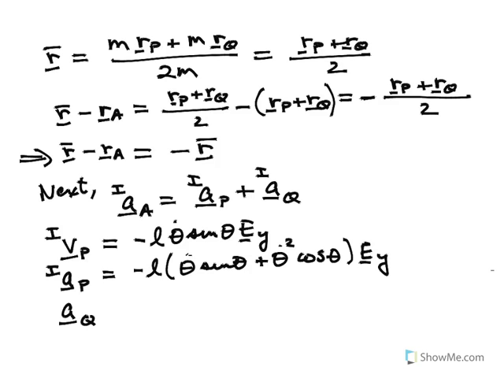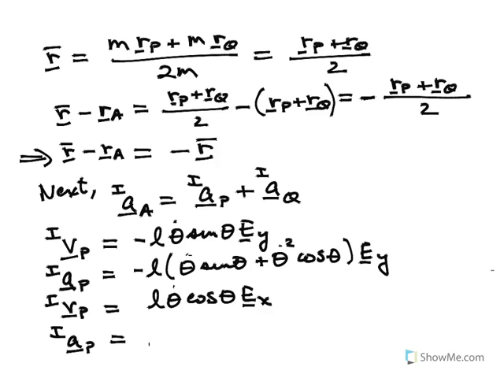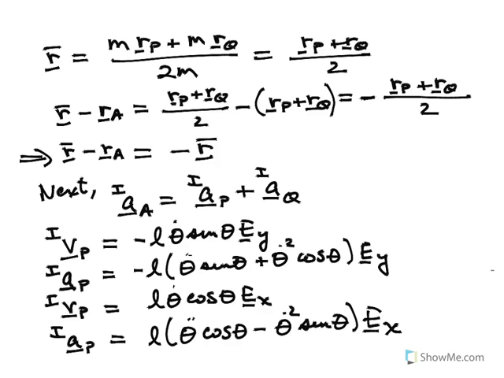The velocity of Q in I is equal to L theta dot cosine theta times Ex. So this is not the acceleration, it's the velocity of Q in I. Skipped a step here. And then the acceleration of Q in I is equal to L times theta double dot cosine theta minus theta dot squared times the sine of theta times Ex. Now, we can use that to figure out the acceleration of A.